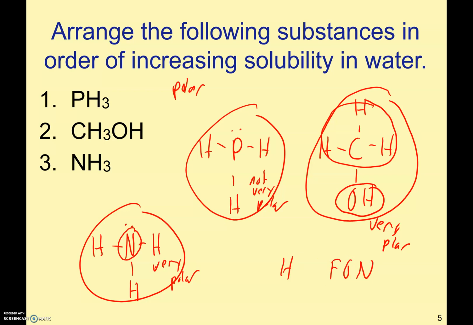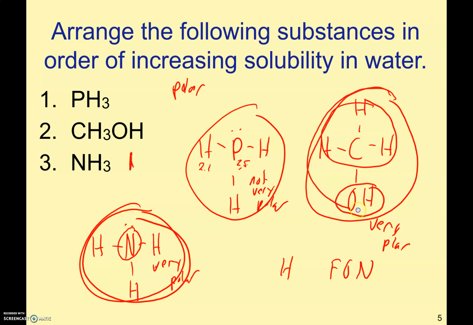But it has a non-polar region. And again, the reason why this one is not very polar is because P and H, even though this is not symmetrical, have electronegativity values that are really close to each other. I think this one is 2.1, and this one is like 2.5. They're very close to each other, so this bond is not very polar. So this molecule here is the most polar, so this is the one that's going to dissolve the best.